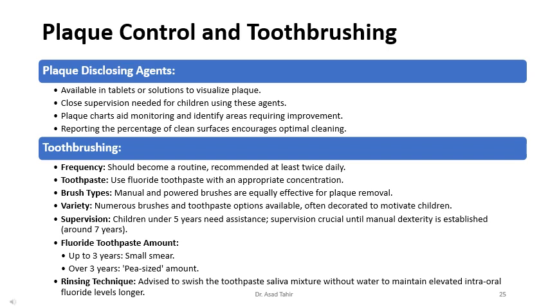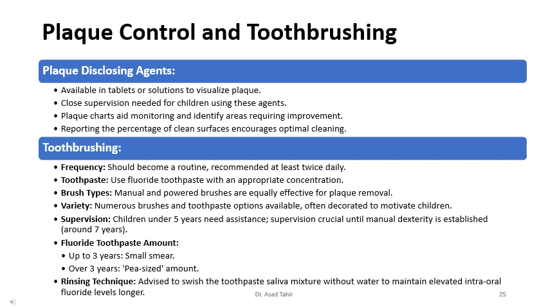Toothbrushing. How often? Brushing should be like your morning and bedtime rituals, something you do twice a day. Toothpaste. Use toothpaste with fluoride, which helps keep your teeth strong. There are lots of fun flavors and designs to choose from. Brush types. Whether you use a regular or electric toothbrush, both work well to clean your teeth.